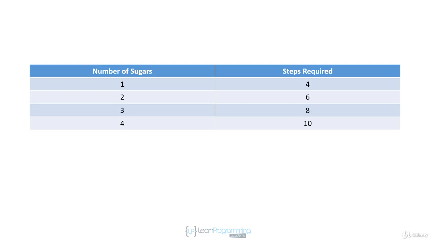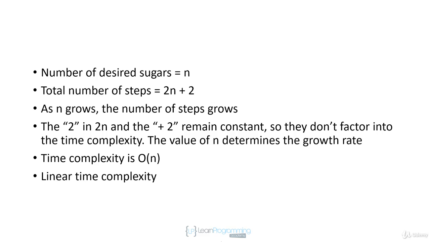Now, the big O notation is a way of expressing the complexity related to the number of items that an algorithm has to deal with. And it's written as a capital O followed by an expression in parentheses. So let's work out the big O value for our sugar algorithm. It's conventional to designate the number of items by n. So in our case, the number of desired sugars will equal n.